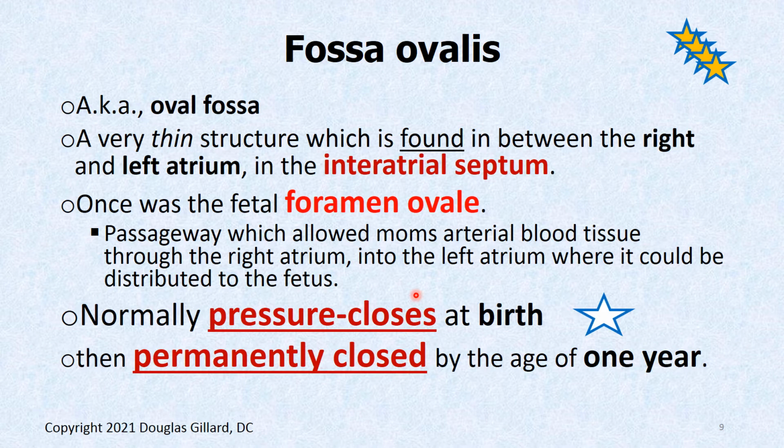And normally by the age of 1, it's fused shut. So if you're a 6-month-old baby, it's not permanently closed yet. It's closed by the higher pressure in the left atrium compared to the right atrium. But it's working on sealing shut. It fibroses together, and by around the age of 1, it's permanently closed.